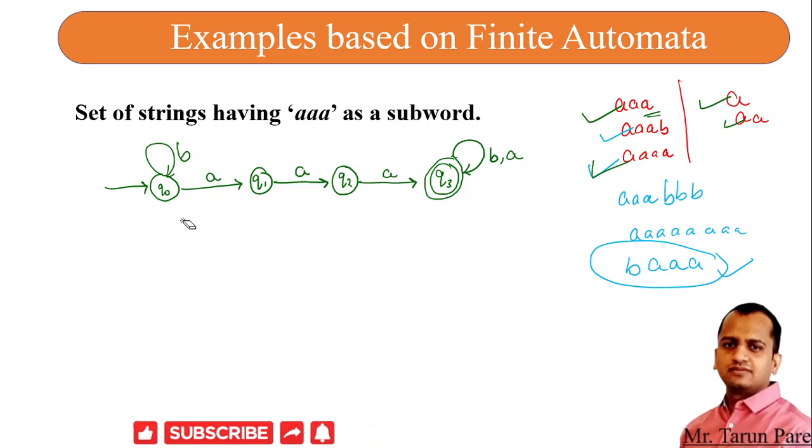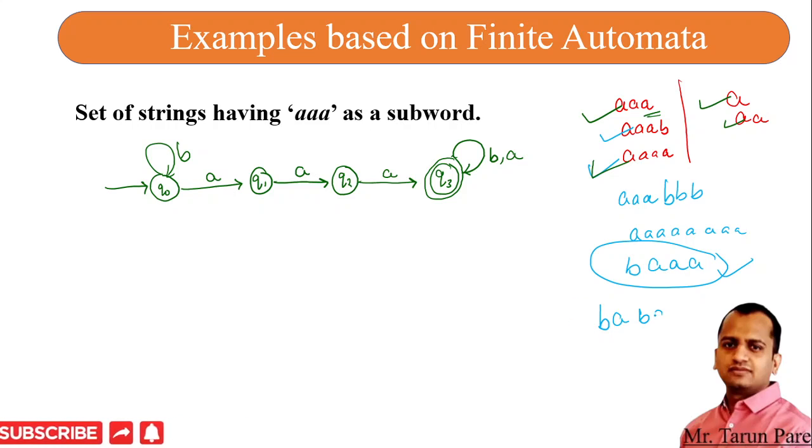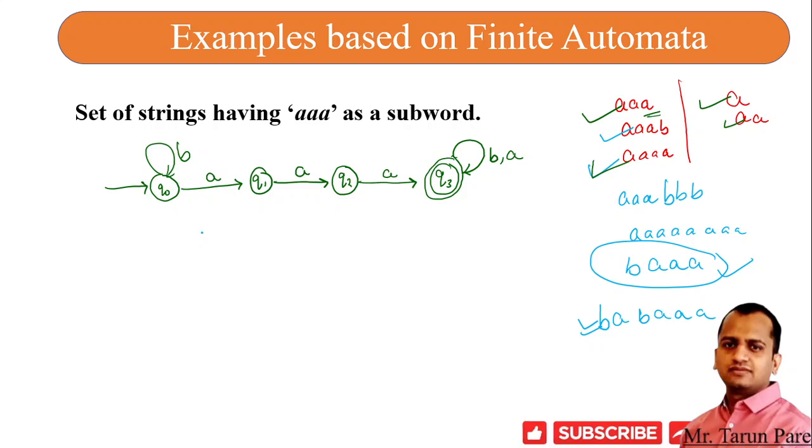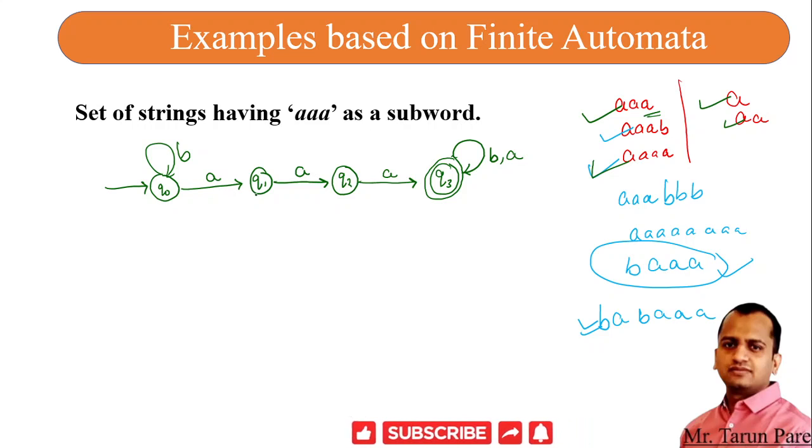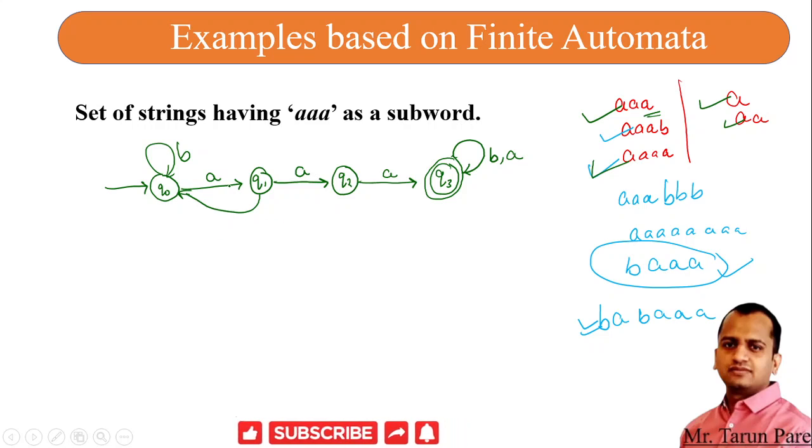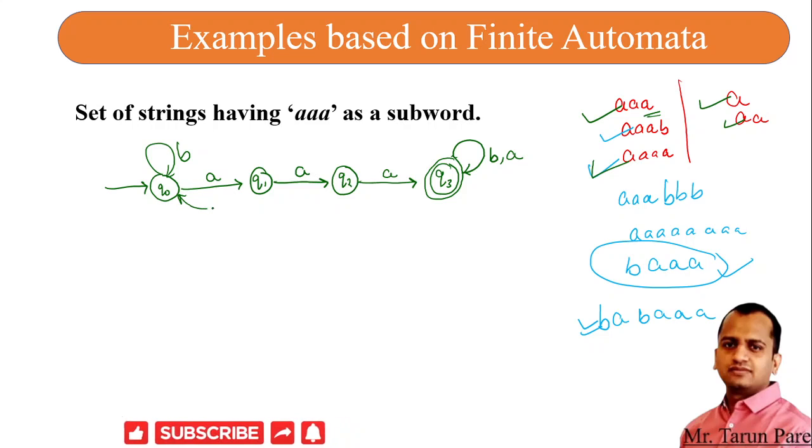Now what happens if the string contains BABAAA? To handle such a string, we have passed BA, and again B is there, so we make this B reach Q naught. Okay, and here we are going to handle this BAB.